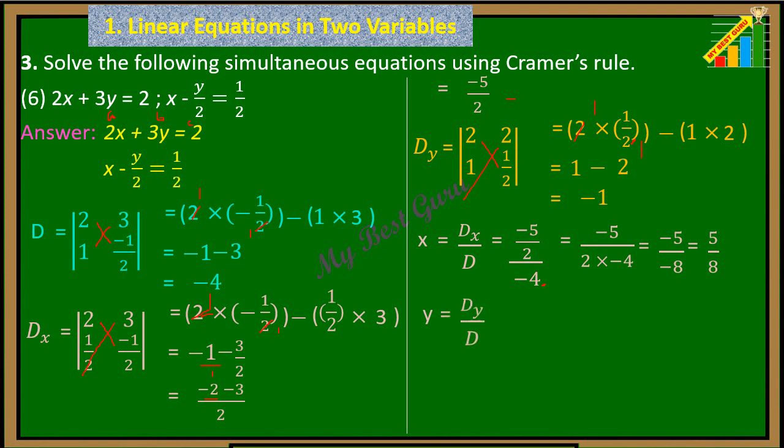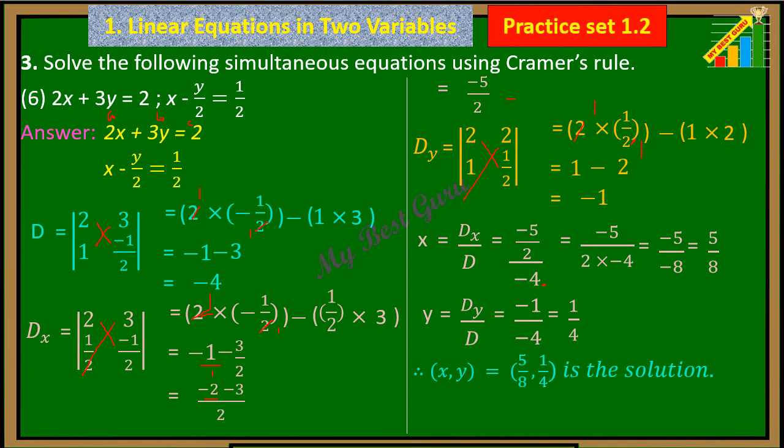Now the formula for y is Dy upon D. So what is Dy? You got Dy as minus 1, and D is minus 4. Now minus minus will get cut. So it is 1 upon 4. Now the solution for this is x comma y is equal to 5 by 8 comma 1 by 4 is the solution.